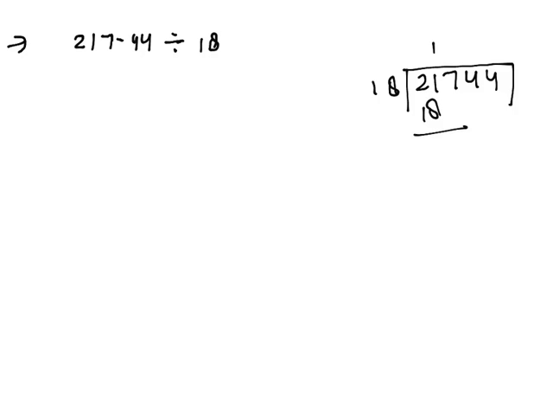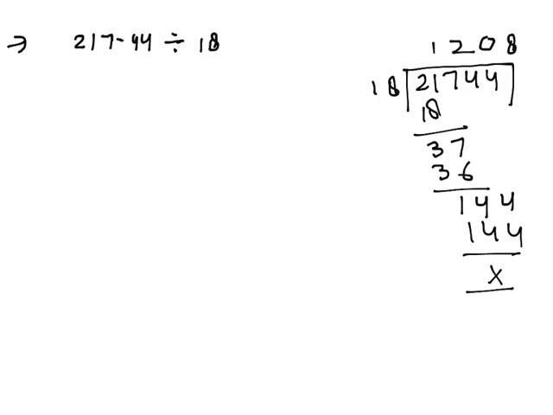So here 18 into 21, 21 minus 18 will give us 3, then we will copy 7, then it will be 2, 36, then we will get 1, then we copy 4. Here 14 cannot be divisible by 18, so we will put a 0 over here because we have one digit more, then we'll copy 4 again, and 18 times 8 is 144. So we get the remainder as 0 and the answer is 1208.